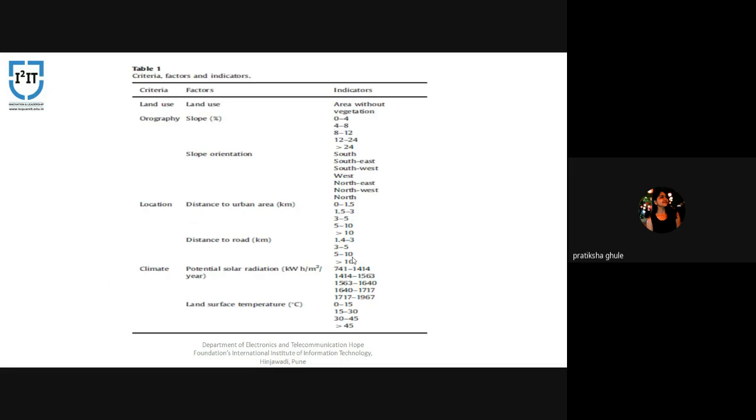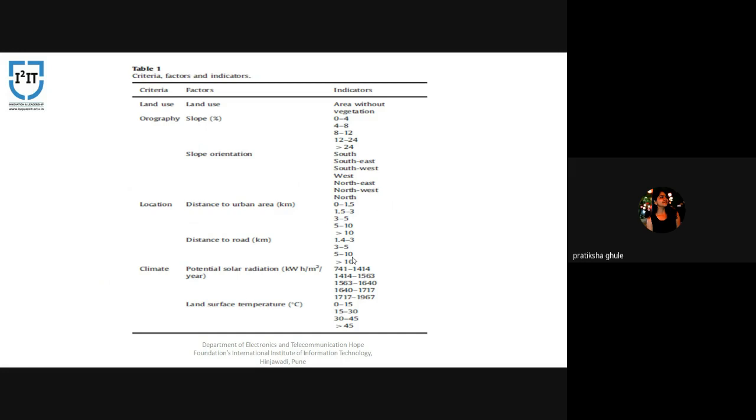Now here we can see the criteria and the factors and the indicators. As I said, for land use the indicator is the area without vegetation. Land use is how people are using the land, whereas land cover is the area which is under forest or wetlands or any kind of natural resource. That's what is land cover. But here we are considering the land use.